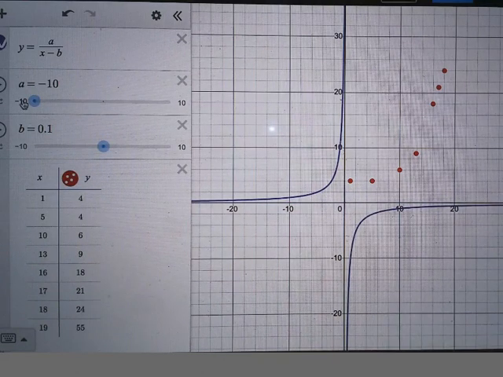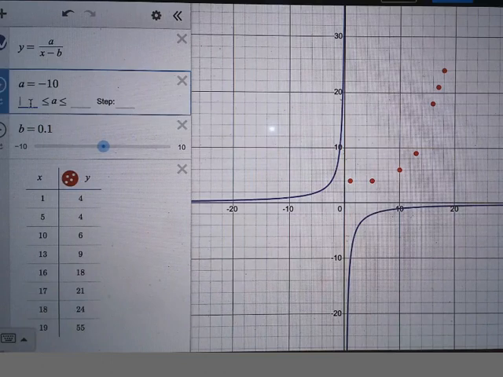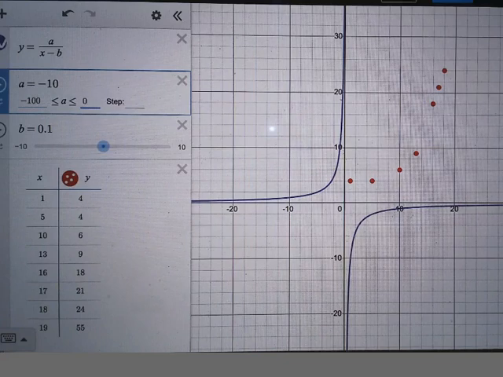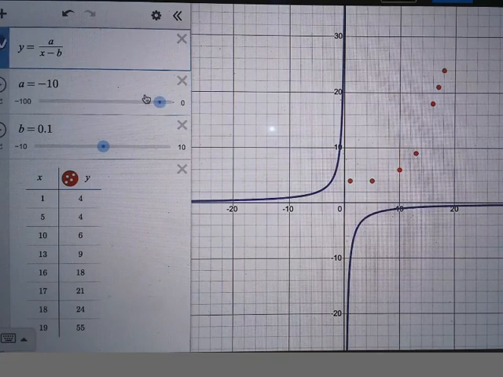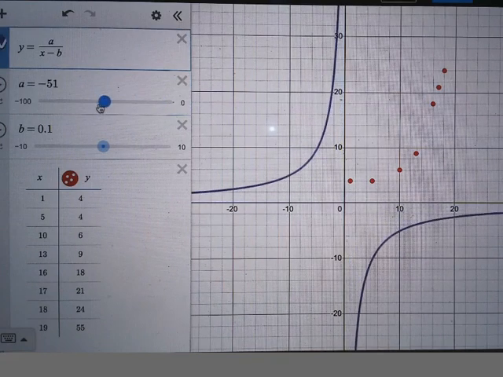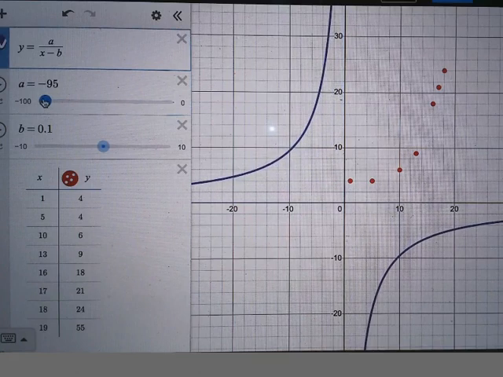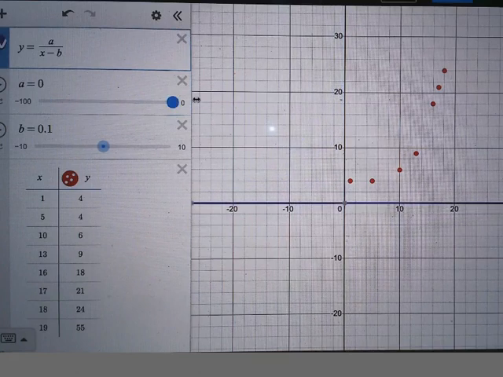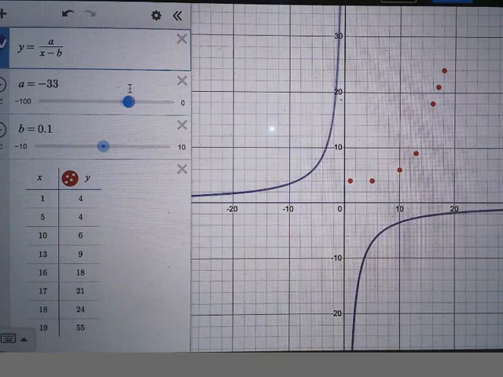Now, I needed to go further than what it's doing, so I'm going to go on here and make it go from minus 100 to 0. I don't need to do the positives. Oh, and I'll make the steps 1. Okay, so now I can slide it, and it can bend it more, clear to minus 100 up to 0. Okay?